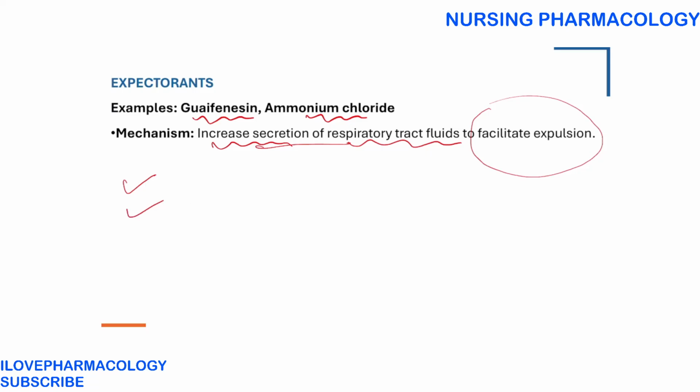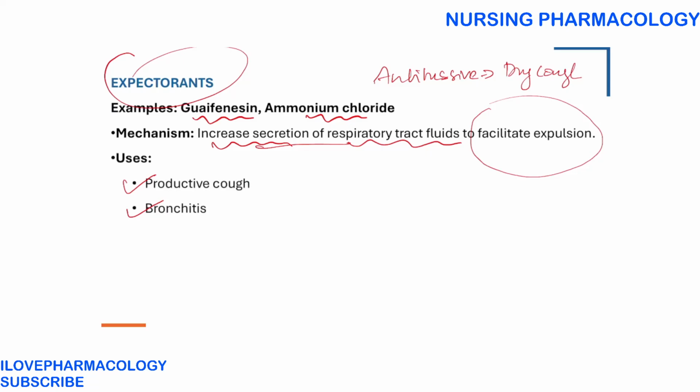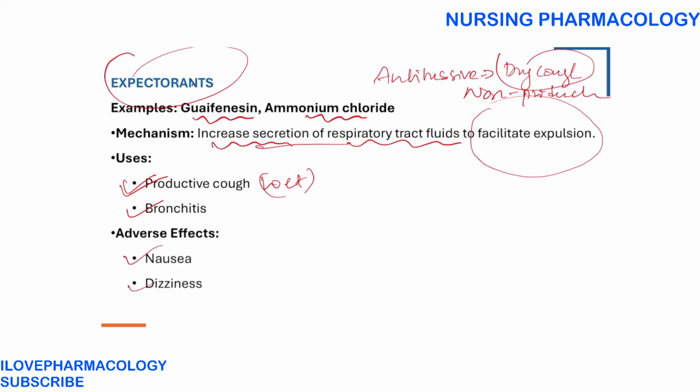In dry cough, what we use is the antitussives. So remember, antitussives are used for dry cough, whereas expectorants are used for productive cough, also called wet cough. Dry cough is called non-productive cough. Expectorant is used for productive cough and bronchitis. Side effects will be nausea and dizziness.